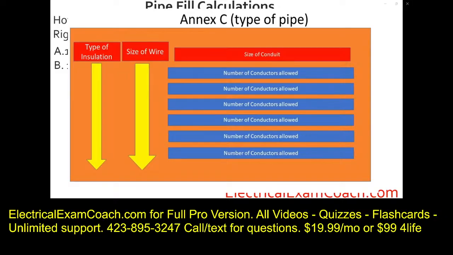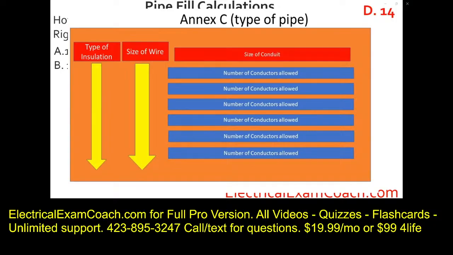Every time we flip a page, we're reading that heading to make sure that we're not starting off into a new table or a new version of the table. Then once we find our insulation type, we're going to cross over to the size of wire. As long as our size of wire is listed there, we're going to come across the top to the size of conduit. Then we come down and we tee off with how many wires can fit inside that conduit. And we find that we can fit 14 of them.